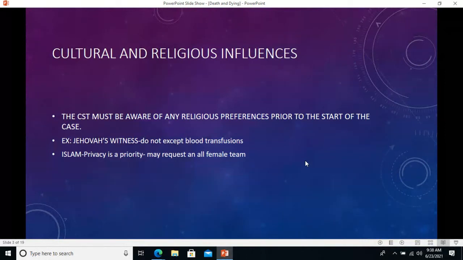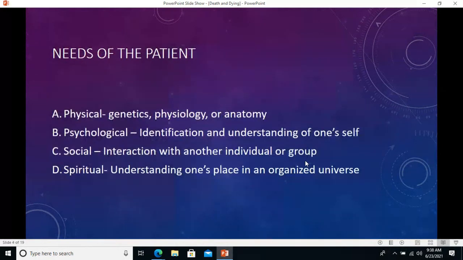So with Islam, privacy is a priority, and they may request an all-female team. And if it's possible at all, every single facility in the Valley will make this happen. Sometimes you see this in labor and delivery as well, that they want an all-female team. Everyone in the healthcare facilities are pretty respectful of culture and religious differences.